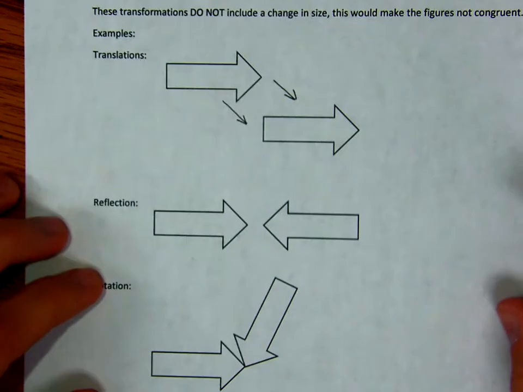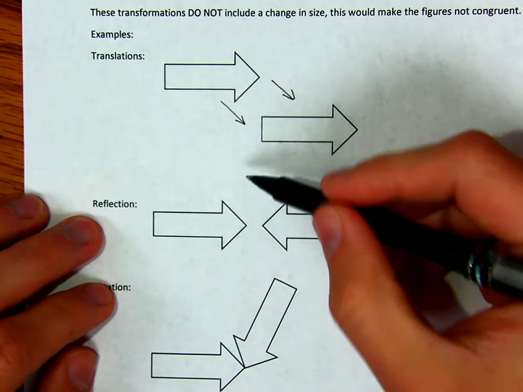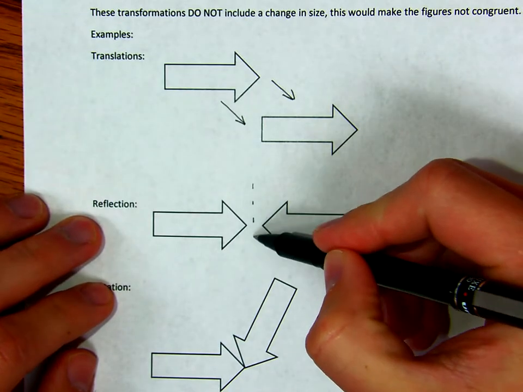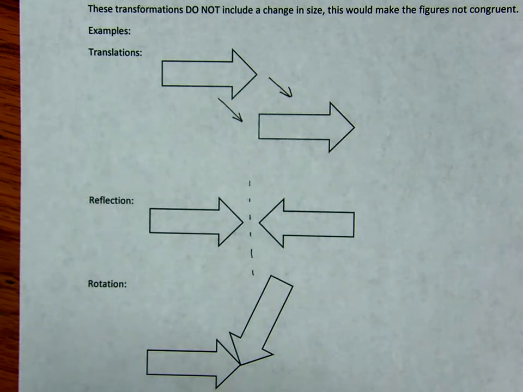Alright, a reflection. Okay, we've got two figures here that are being reflected across that line of reflection right in the middle there. Facing each other, it's a mirror image.